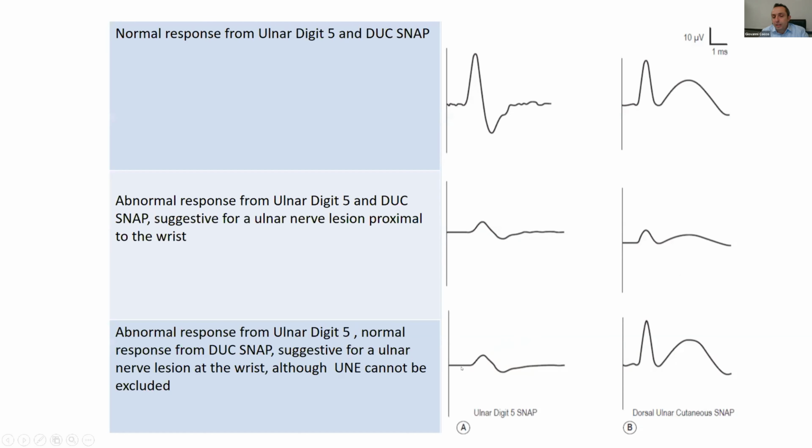And this is what we typically find in a patient with ulnar neuropathy at the wrist. In this case, the sensory velocity from the fifth finger is abnormal, whilst the dorsal ulnar cutaneous nerve velocity is normal. However, this picture can also be found in clinically proven cases of ulnar neuropathy at the elbow. So if abnormal, definitely suggestive of a lesion at the elbow. If normal, an ulnar neuropathy at the elbow could still be the case.